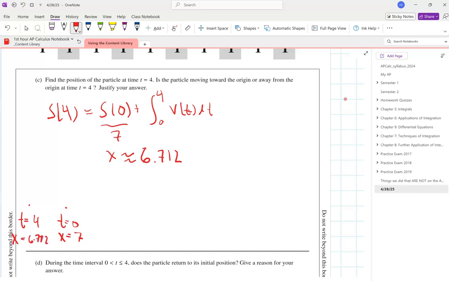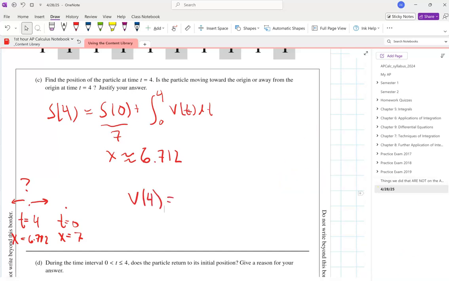6.712. What I need to do now, though, is figure out whether this particle is moving forward or backwards. So the question is, is it doing this or is it doing that? What's going to tell me that? The velocity. Yeah, so I'm going to check v of 4.